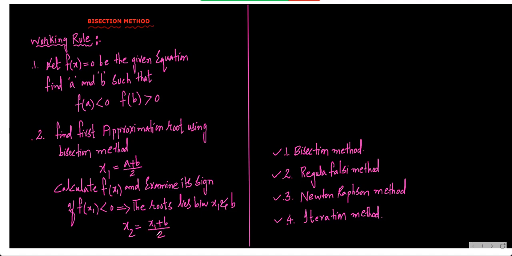And there is a possibility that f of x1, the value we got as the first approximation, is greater than 0, which means the root lies between A and x1. Then the second approximate value will be obtained by taking the average of these two, (A plus x1) by 2.